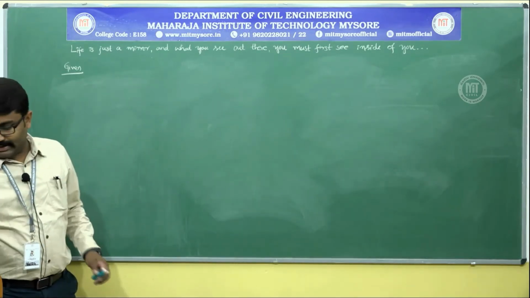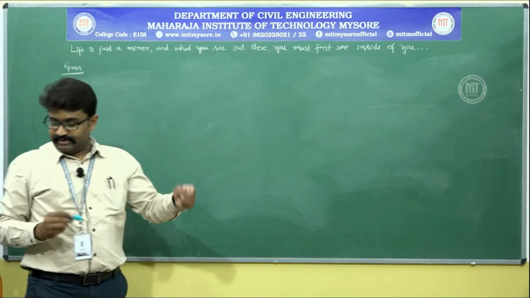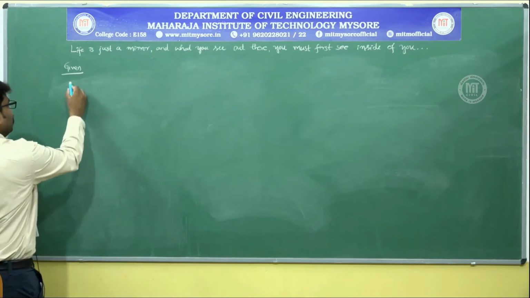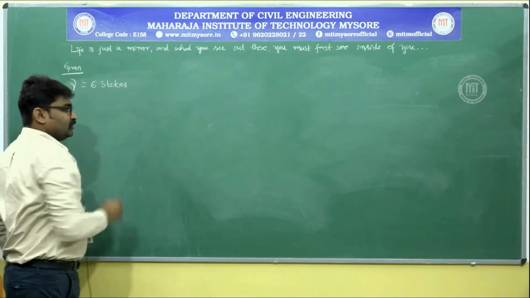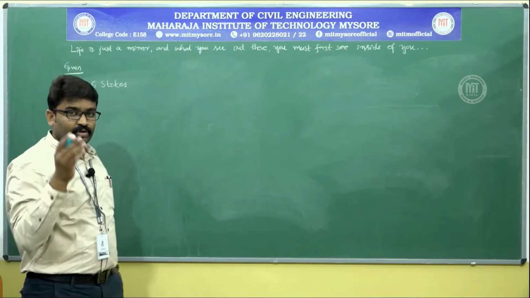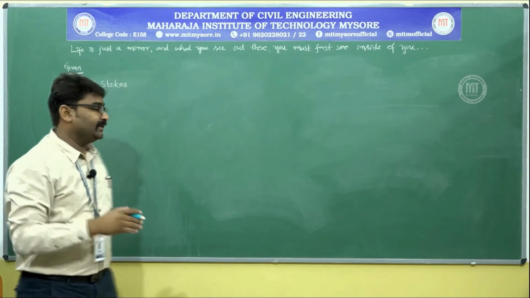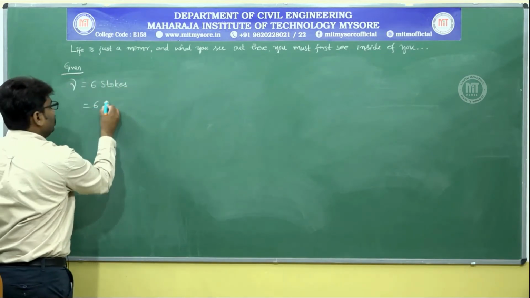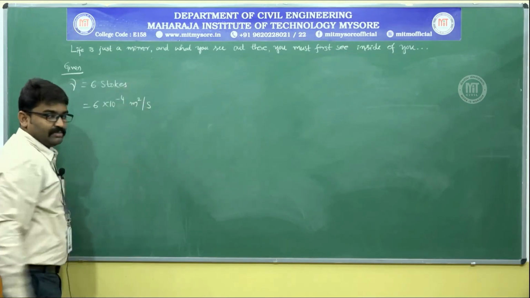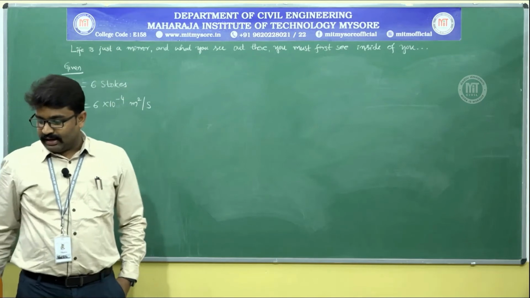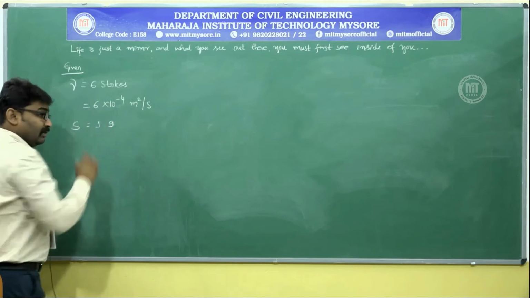What is to be calculated in the problem? Viscosity stands for dynamic viscosity, and he has given you kinematic viscosity. Nu is given to be 6 Stokes. Stokes is not the SI unit. I repeat, you have to remember it. Stokes is not SI unit. How do you convert into SI units? Multiply it by 10 power minus 4. Unit in SI is meter square per second, and specific gravity is given to be 1.9.